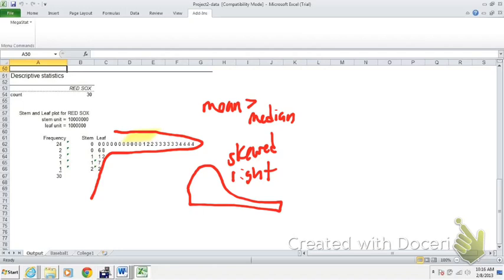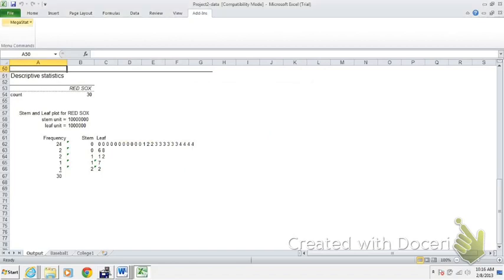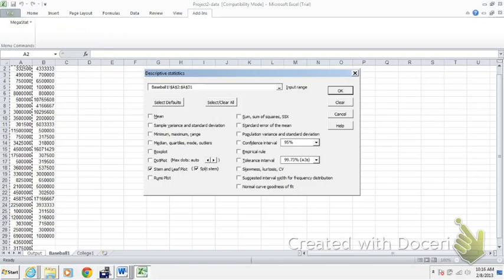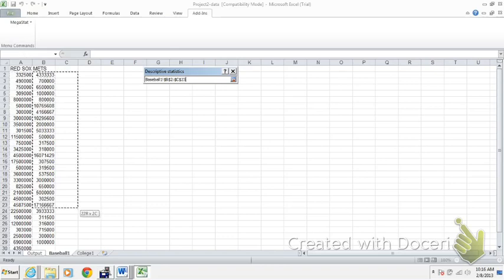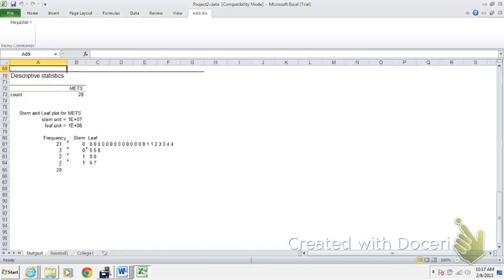And actually, let me go back and do another split stem for the other team. So descriptives, input range for the Mets, because their stem and leaf didn't look that great. And you guys are going to be copy-pasting this into Word, so okay, I have split stem checked there, and hit OK. Yeah, that looks a little better.